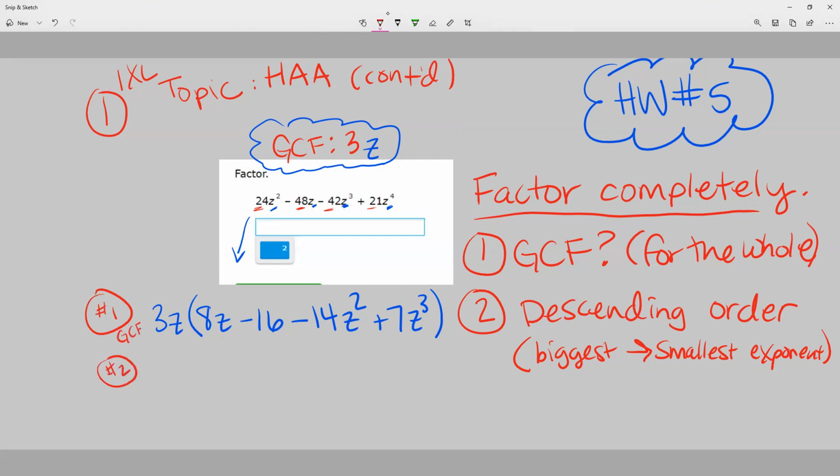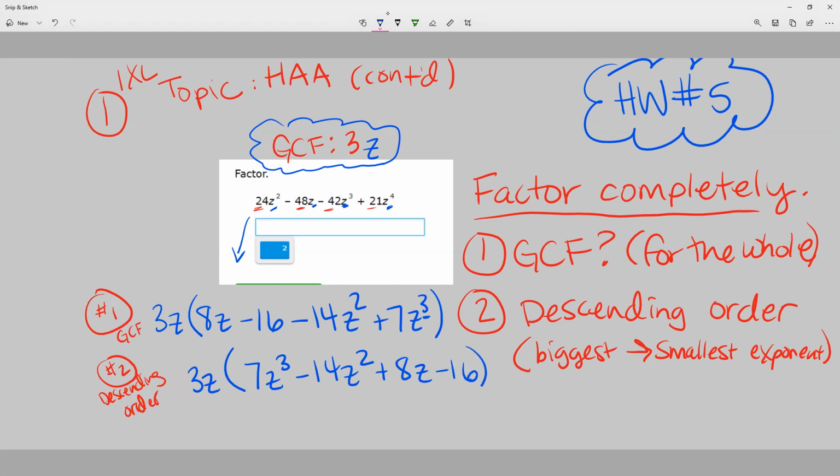Step 2 then is going to be to put it in descending order. So that's what I'm going to do next. I have this 3z out in the front, so I'm going to keep that there. And basically, to be honest with you, I'm just going to pretend it's not there. It's like a child that's in timeout. It's just going to stay outside of the group and be there until we decide to look at it again. So if you go through and put this in descending order, you're looking for the largest, right? So 7z to the 3rd, and then minus 14z squared. Then I have this 8z here, so that's positive 8z, and then that negative 16.